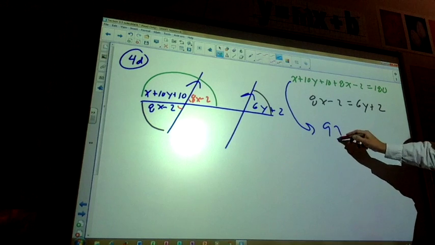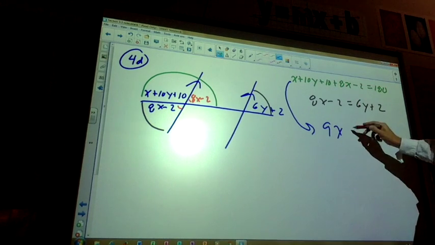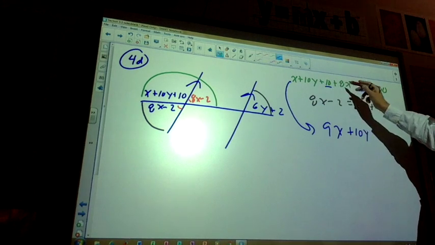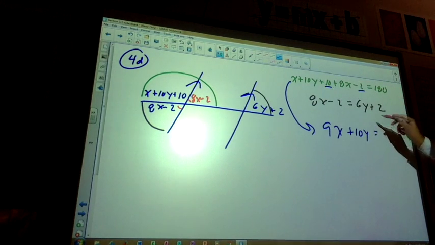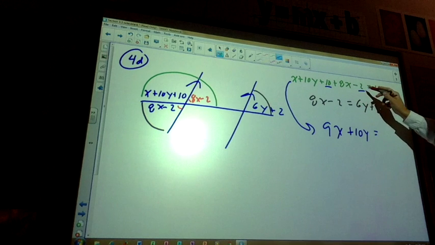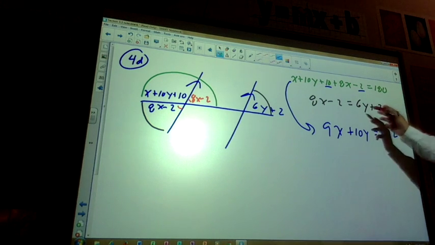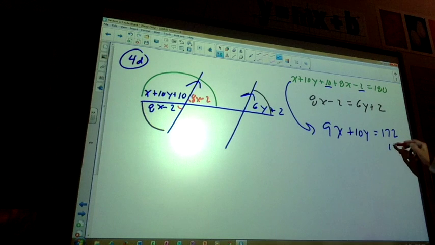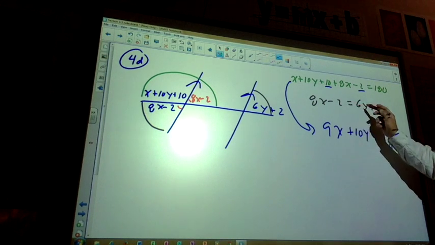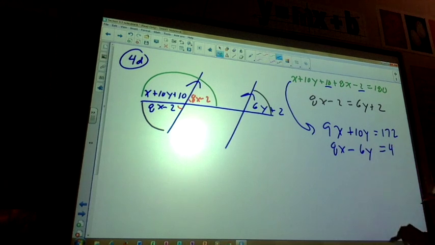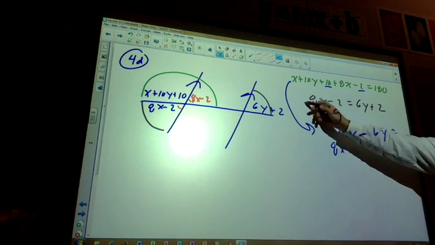Looks like 9x plus 10y. That's 8, so that's going to be what? If that's going to be positive 8, that's 172, is that right? Did I do that right? Okay. And I'm going to bring that over, so I have 4 over here. And then I'm going to bring 8x minus 6y. I just modified this a little bit. Is that okay?